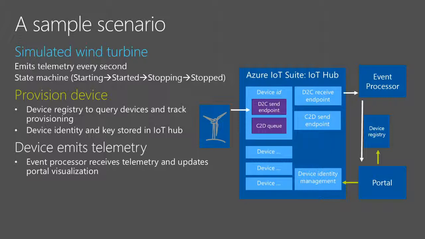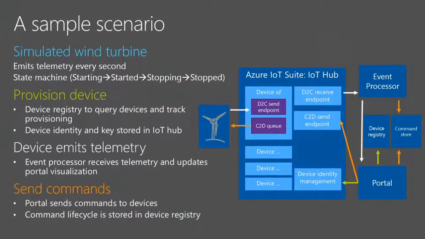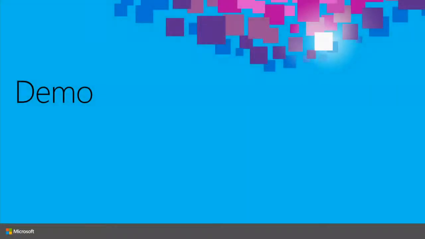This telemetry is gathered by an event processor in the backend and is used to update the portal with the current values for all the simulators that are attached to the system. And then, of course, from the portal, you can send commands to the simulator. The simulator receives the commands and then can send a response through the device-to-cloud channel. The event processor then updates a command store that actually tracks the life cycle of the commands. Okay, let's look at how this looks.